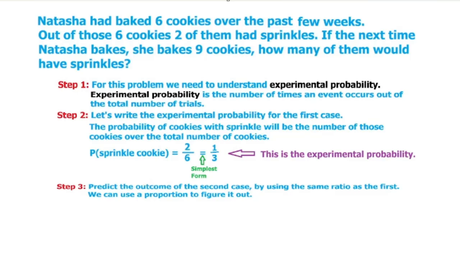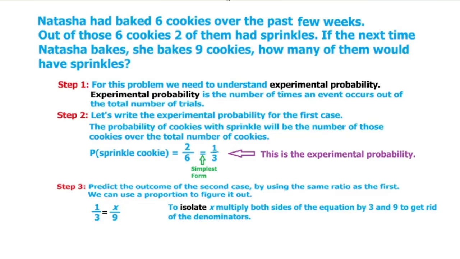So let's write our proportion. 1 over 3 equals x over 9. X is, we're trying to figure out how many cookies have sprinkles if she bakes 9 of them, right? And we're going to use that proportion to figure it out. So now, to isolate x, we multiply both sides of the equation by 3 and 9 to get rid of the denominators. So let's see how that looks.